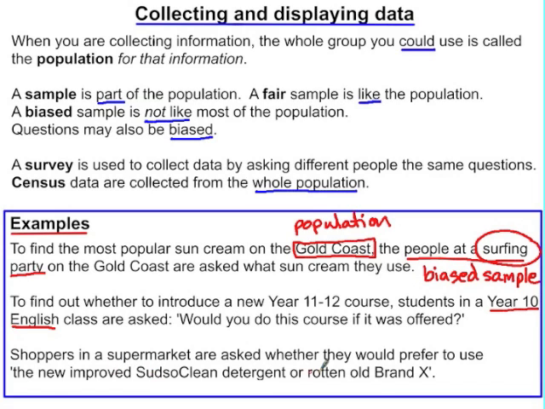Finally, we have shoppers in a supermarket asked whether they would prefer to use the new improved Sudso Clean detergent or rotten old brand X. This is an example of a biased question, where the phrasing of the question is influencing the way that people might answer it.